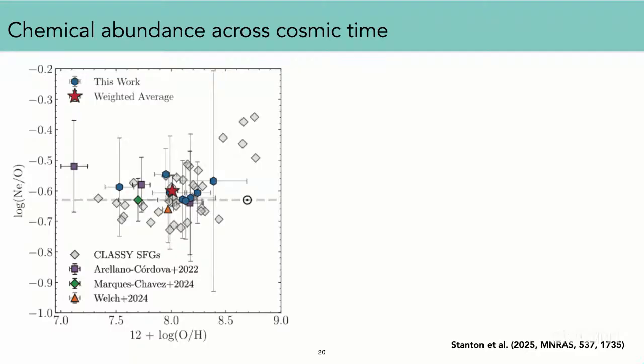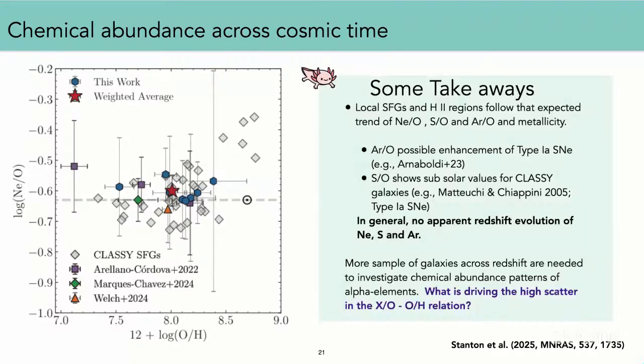So neon is very well constrained, and some takeaways from this first part of the talk. In general, we don't have any apparent redshift evolution for these elements, tracing redshift from 6 to 0. Of course, there are still incompleteness issues with argon and sulfur that we will check here in SFGs. And the other thing is trying to understand what is happening with this dispersion. But this is the main takeaway for the chemical evolution of these elements from redshift 0 to 6.